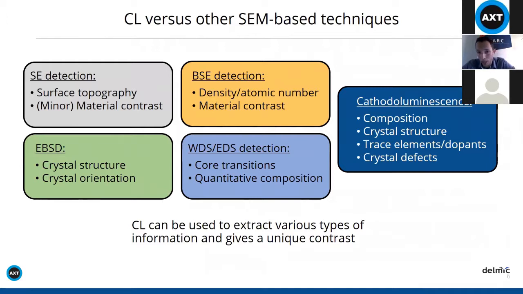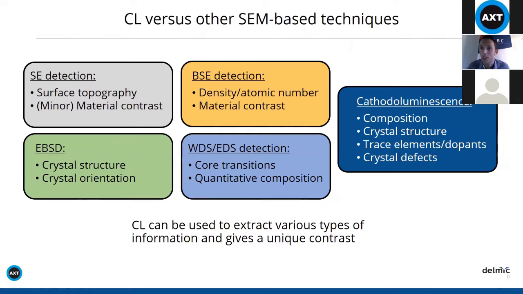And in WDS and EDS, you're looking at a higher energy range, where you're probing core transitions, and with those you can establish the elemental composition of your material. Cathodoluminescence is more mixed in what you can see. You're sensitive to composition, but also to crystal structure, to dopants, and to defects. That means this is a very versatile and powerful tool, because you can access all of these things. In some cases, it's also a little bit difficult to disentangle all of these different things.